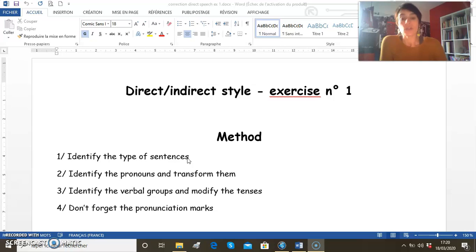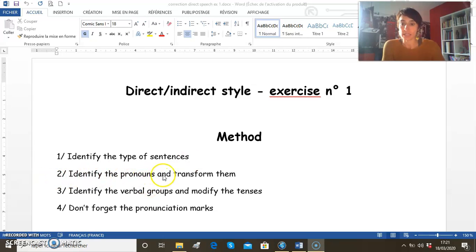Then you also have to think if it's a yes/no question or a WH question. If it's a WH question, you keep your WH. If it's a yes/no question, there's a blank space instead of the WH that you need to fill with an if. So this is the first step, very important.